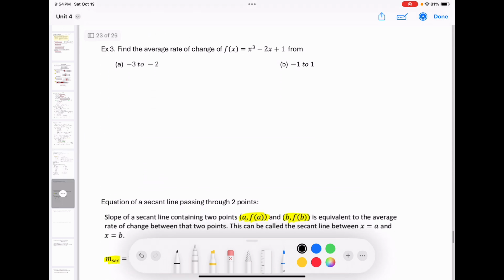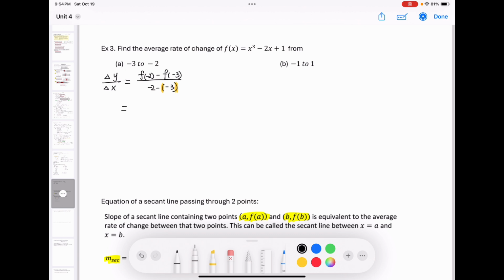Okay, let's see the next example. More similar examples. Find the average rate of change. First one, from -3 to -2. So delta y over delta x is equal to f of -2 minus f of -3, all divided by -2 minus -3. So here, do not ignore your parentheses.